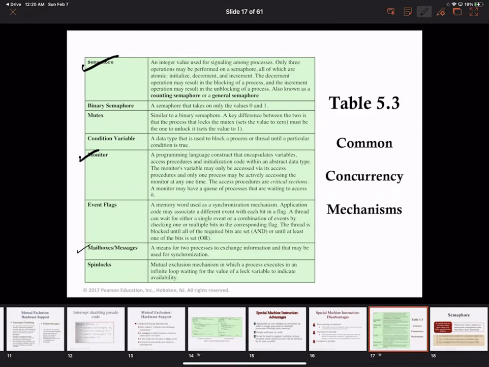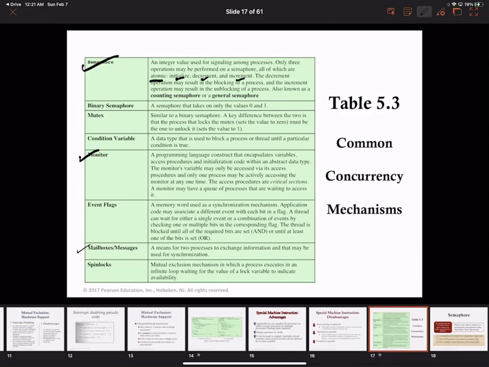Semaphores, as the definition in this table says, are just an integer value that is used for signaling among processes. With semaphores, we have only 3 operations that might be performed on a semaphore. All of these operations are atomic, which means once they start, there is no way to interrupt them. Those operations are initialize, decrement, and increment the semaphore. The decrement operation may result in blocking of a process, and the increment operation may result in unblocking of a process.